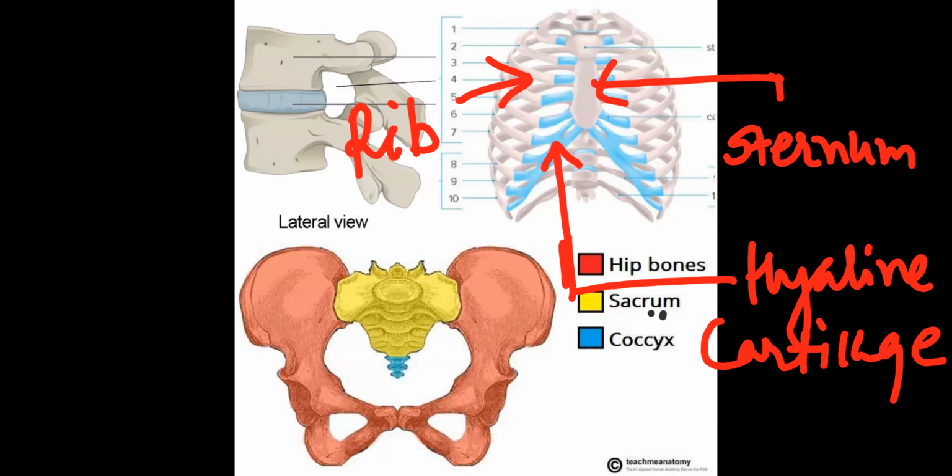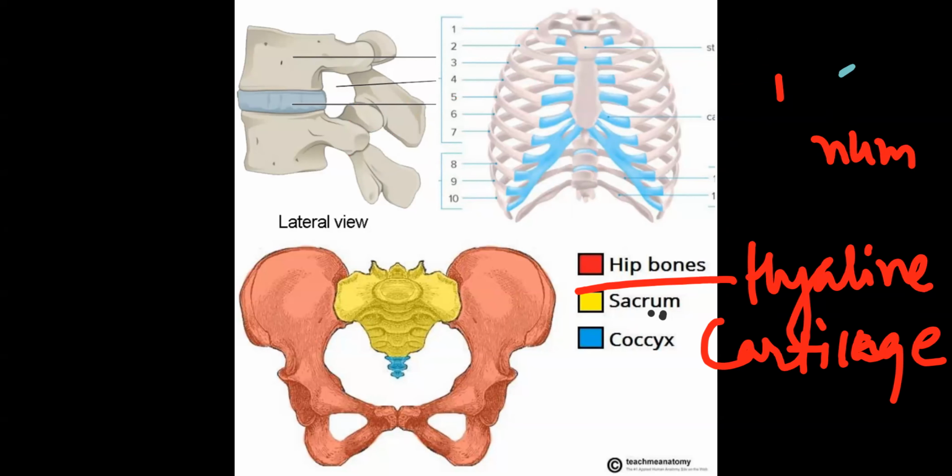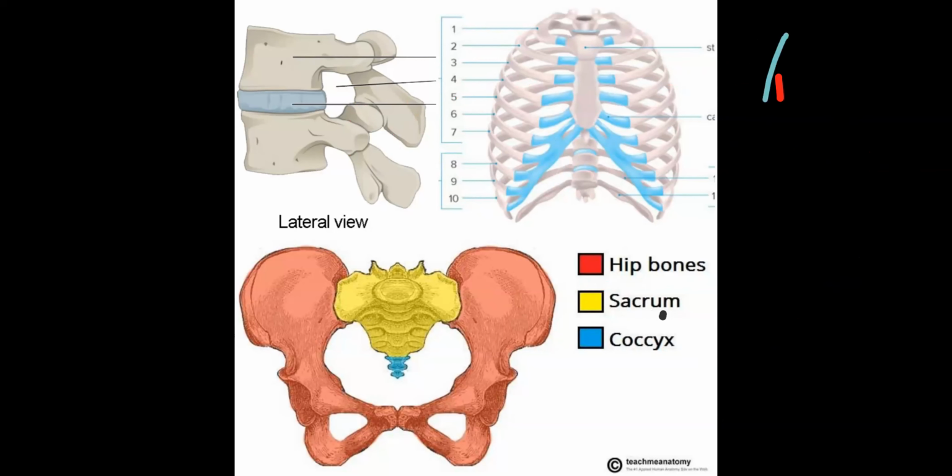Again, the cartilage is present at the joint, so it is called as hyaline. It's called as a cartilaginous joint. A hyaline cartilage between the ribs and the sternum establishes this joint, cartilaginous joint.